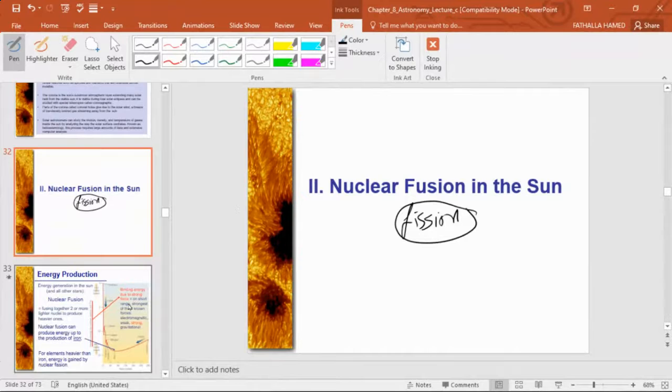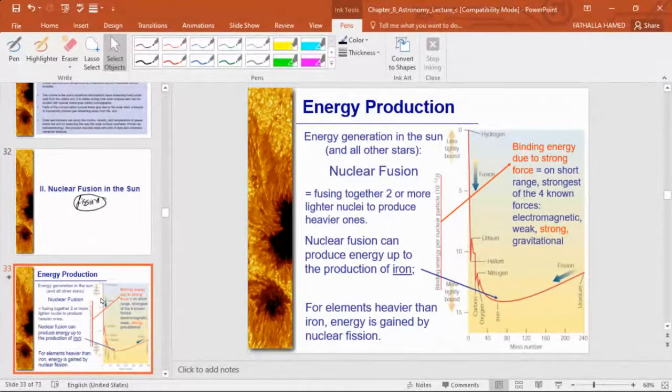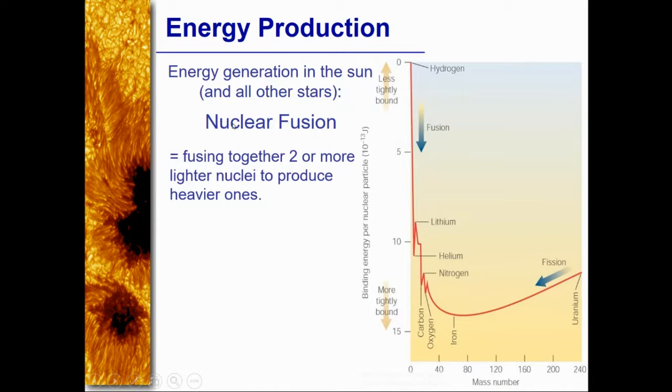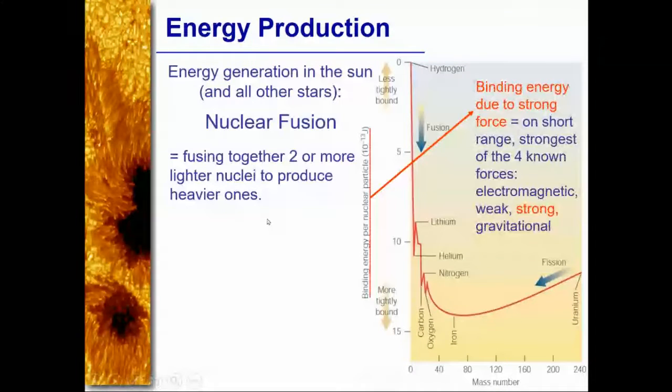So what we will try to discuss here, we'll basically look at the energy production in the sun. Now, the energy generation in the sun, and of course that applies to all stars, is done with something that we call nuclear fusion. And fusion, maybe بالعربي اندماج, okay. Fusing together two or more light nuclei to produce heavier ones. So that's what fusion is.